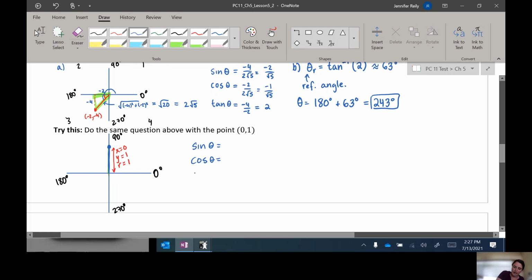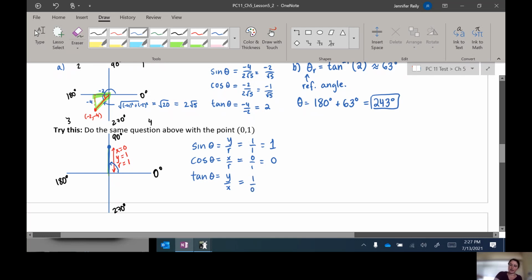Sine theta, cos theta, tan theta. If we remember the little formulas we came up with, sine theta was y over r, cos theta was x over r, and tan theta was y over x. So let's plug those in and see what we get. And it actually is consistent. So sine theta would be y over r, so 1 over 1, which would be 1. Cos theta would be 0 over 1, which would be 0. And tan theta would be 1 over 0.